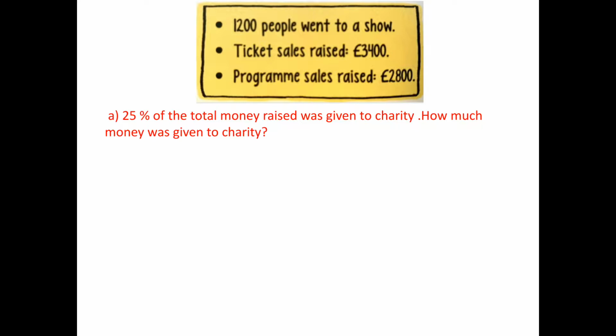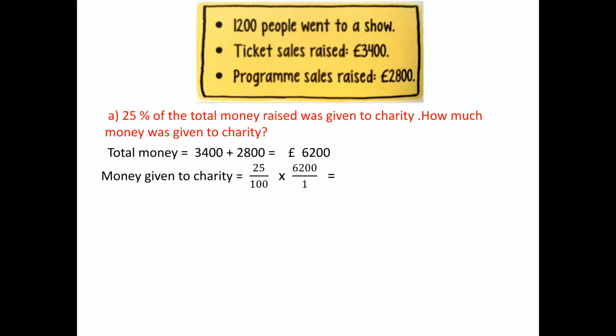Okay, so what will I do? Now I need to get the total money first, because I have a part from tickets and a part from programs. So I will add the 3,400 plus 2,800. It will give you this number. Now, how to get the 25% of the total money: write each number as a fraction, simplify, multiply, you will get this answer.